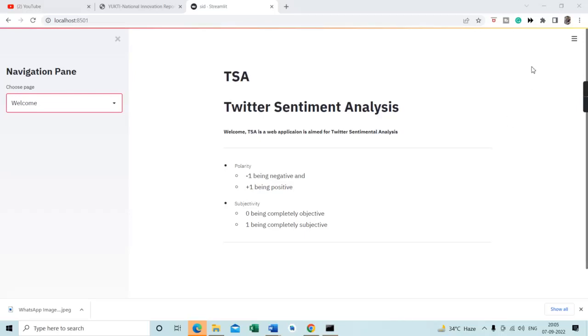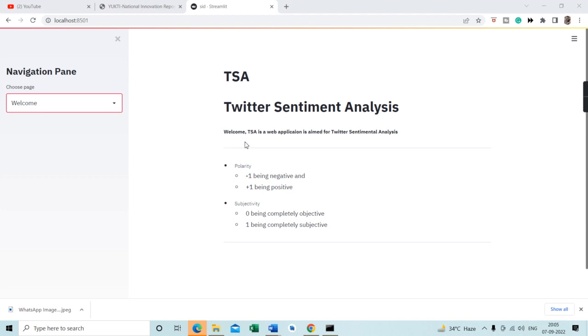Hey guys, this is the final year project which I made as part of my academics. This is Twitter sentimental analysis, which will be calculating the sentimental value of the tweets which are posted on Twitter. It will also calculate the sentimental value of the user entered text, regardless of that being a real time tweet on Twitter or not.